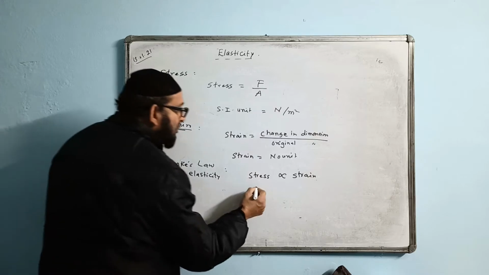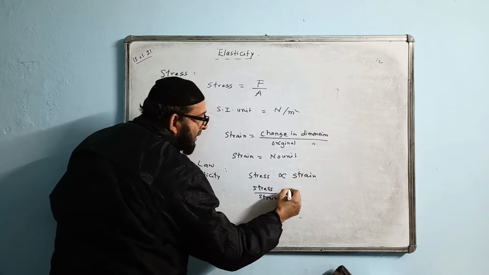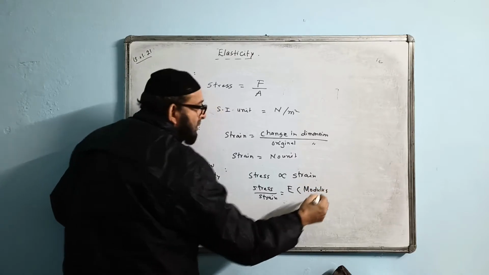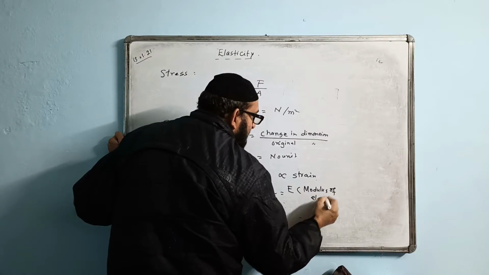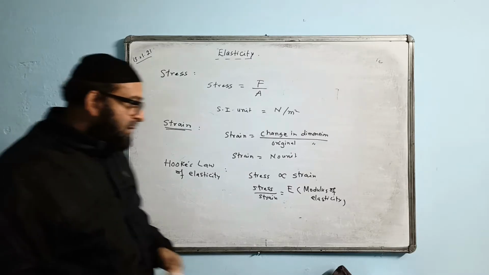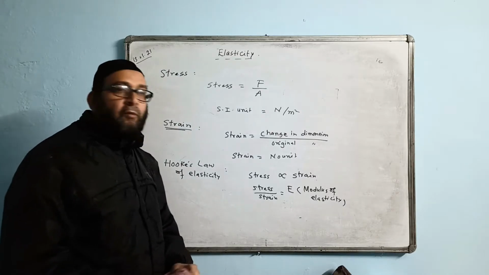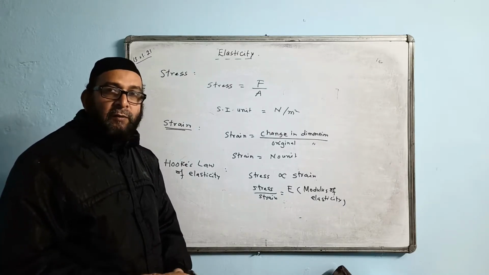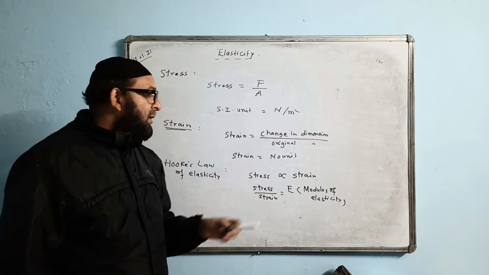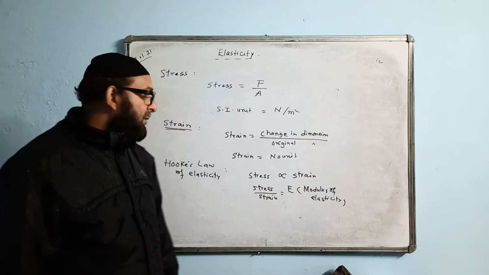And what can we write as the ratio like this? Stress by strain is equal to constant, and that constant we denote by E, and this E is called modulus of elasticity. The stress by strain ratio is denoted by capital E, and we call it modulus of elasticity or coefficient of elasticity. If the value of this ratio is large, we say the body is more elastic. If the value of this quantity is less, we say that the body is less elastic.